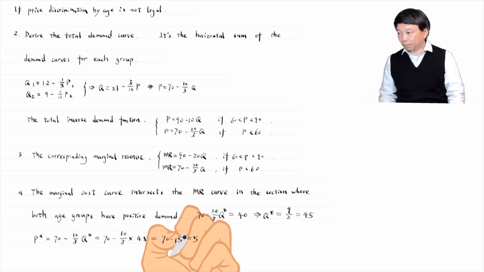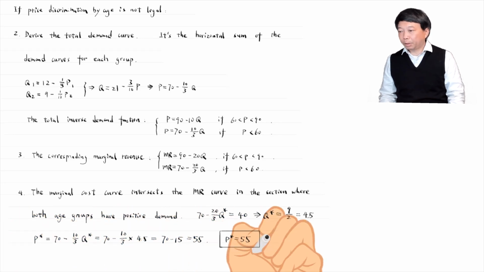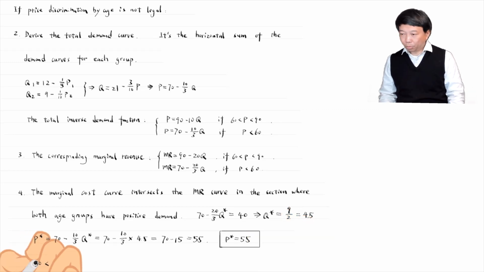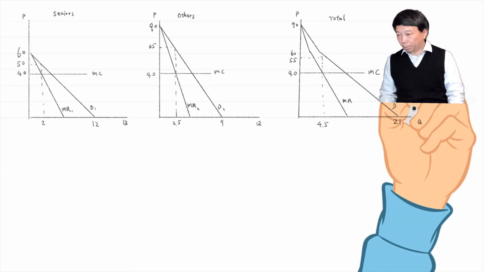The single pricing monopoly charges $55 if group price discrimination is not allowed. It is between the two prices it would charge if it could price discriminate. Notice that the total output, 4.5, is the same whether in uniform pricing or group pricing in this case.